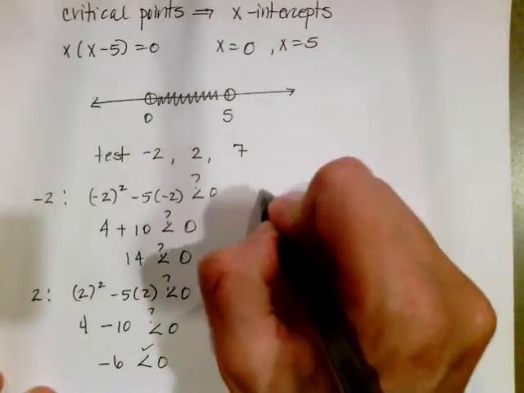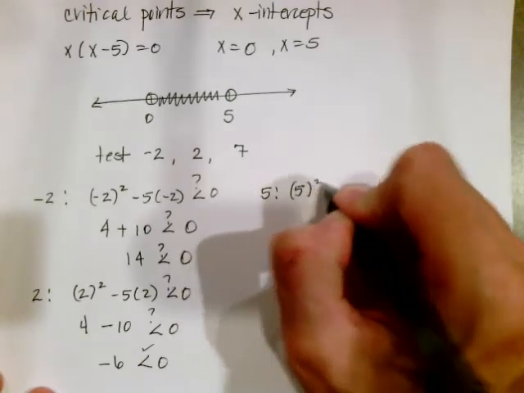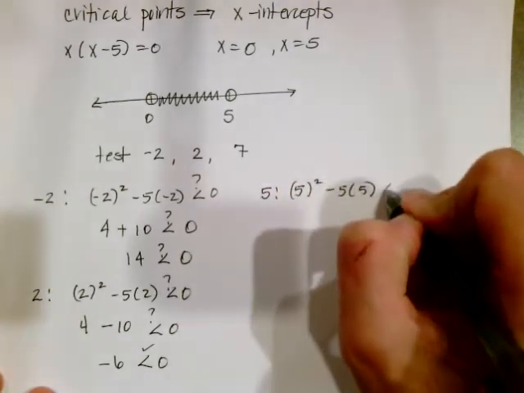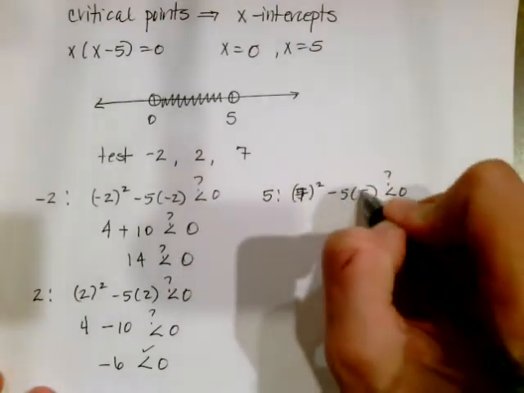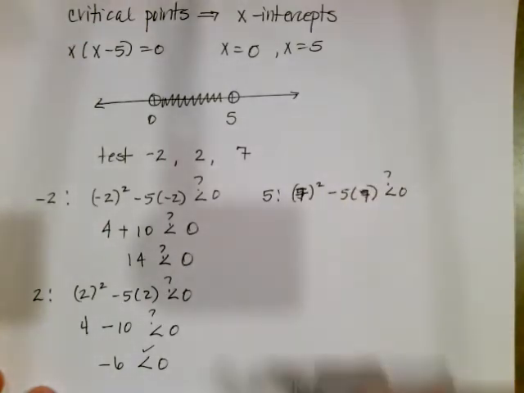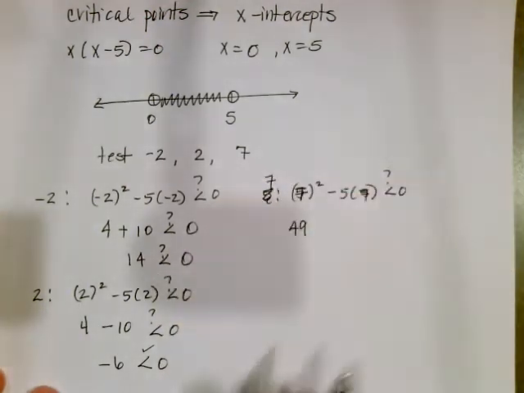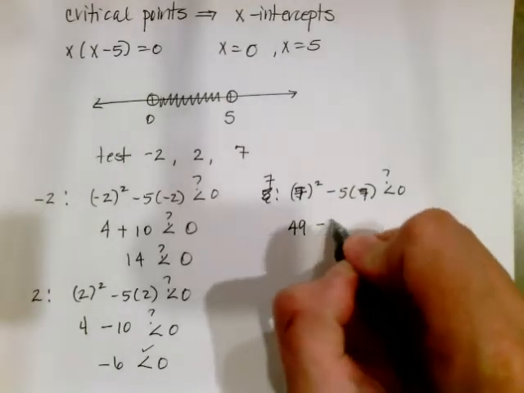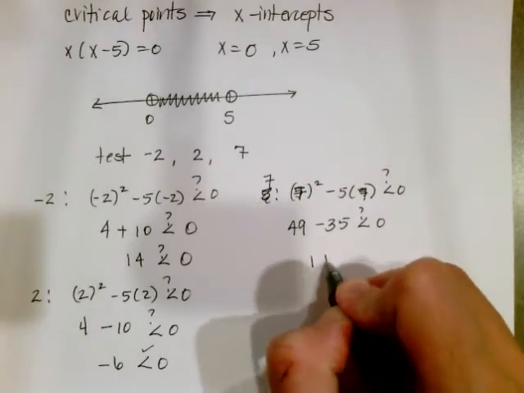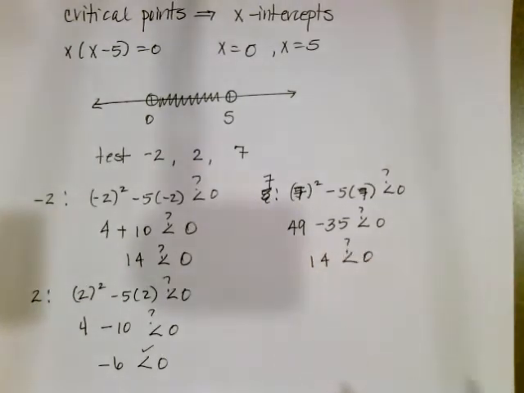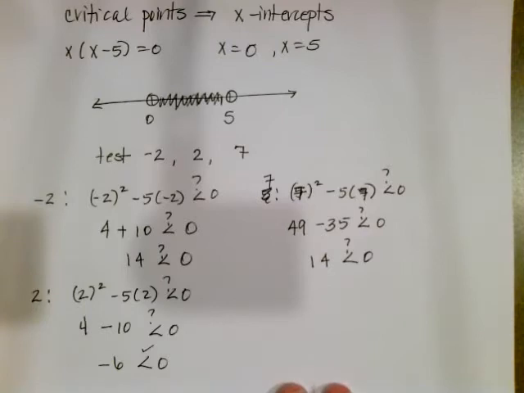Now I'm going to test the right interval just to verify. I said I was going to do a 7, so I'm going to use 7. 7 squared is going to be 49, minus 35, and I'm wondering if that's less than 0. So I have 14 is less than 0. No, that doesn't work. So my solution is in between 0 and 5.